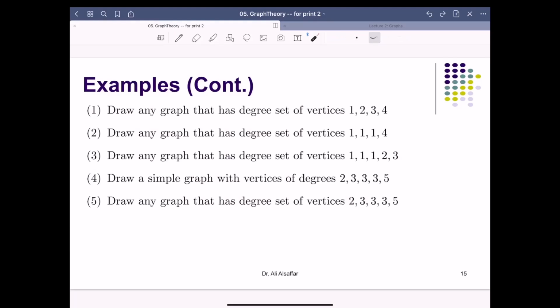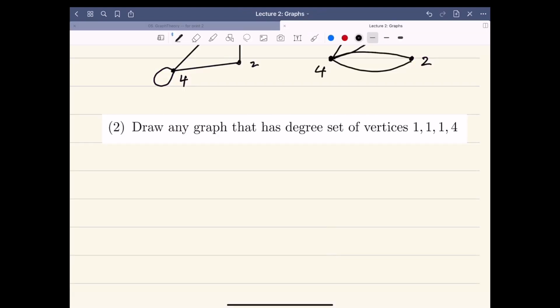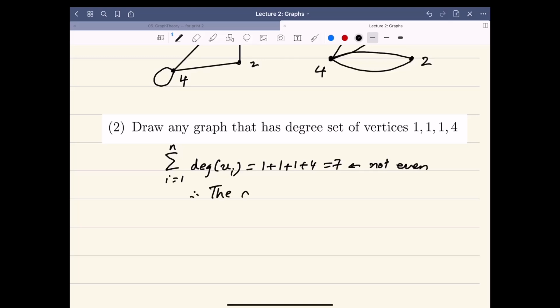For our next example, which is number 2, first we need to verify that the sum of the degrees is even. So the sum of the degrees of all vertices, as i goes from 1 up to n, will be equal to 1 plus 1 plus 1 plus 4, and this is 7. And notice it is not even, and since it is not even, the graph does not exist.